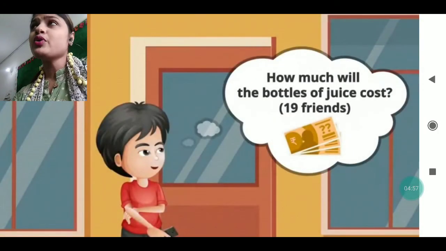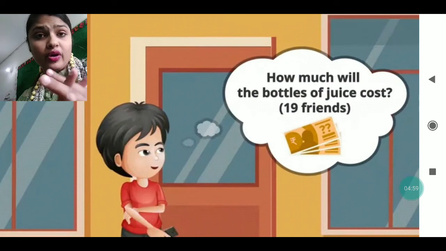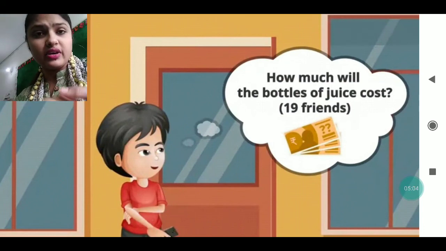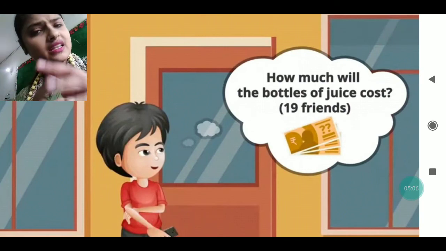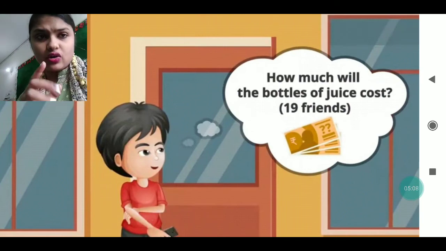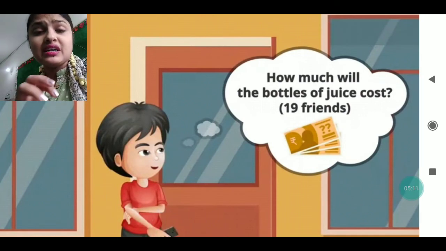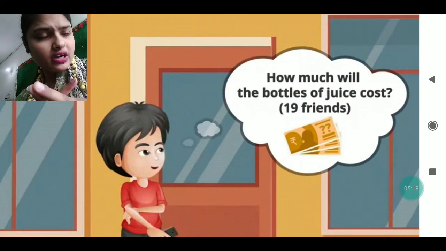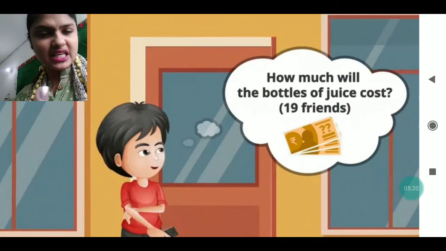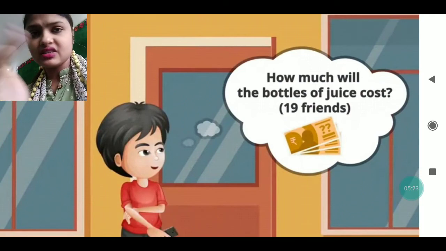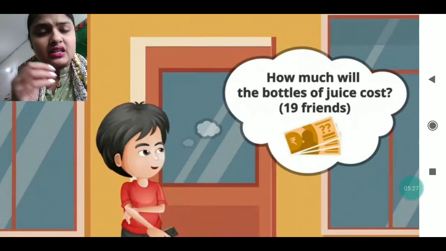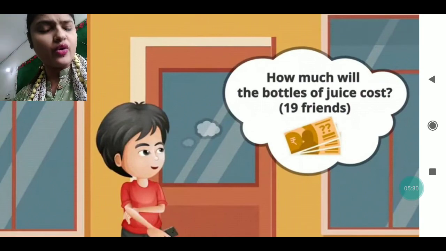Now he thought, suppose one or two friends come more, so if I purchase 2 or 3 bottles extra, then if friends increase, I can serve them. So he thought about how much the juice would cost for 19 friends, meaning he has to take 19 bottles. Now how much money does he have to take, because the cost of 16 bottles he has found out very easily by multiplying 320 into 2, twice.